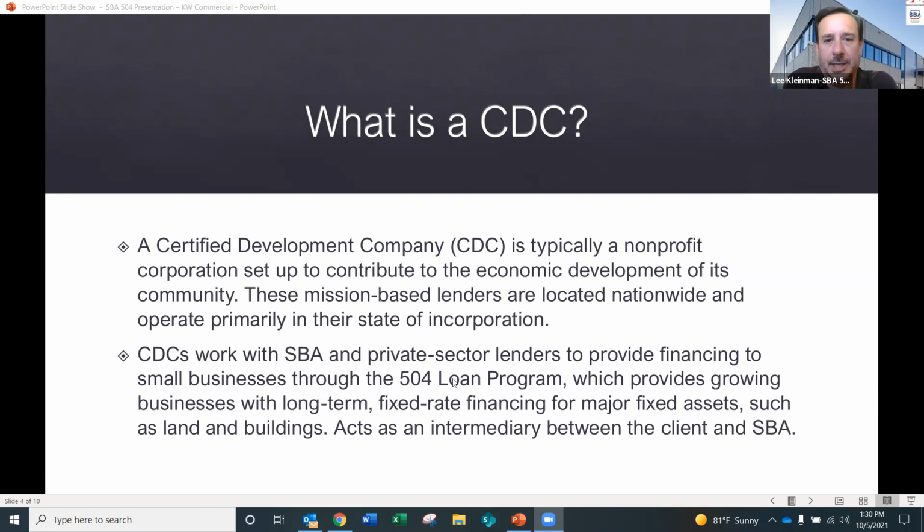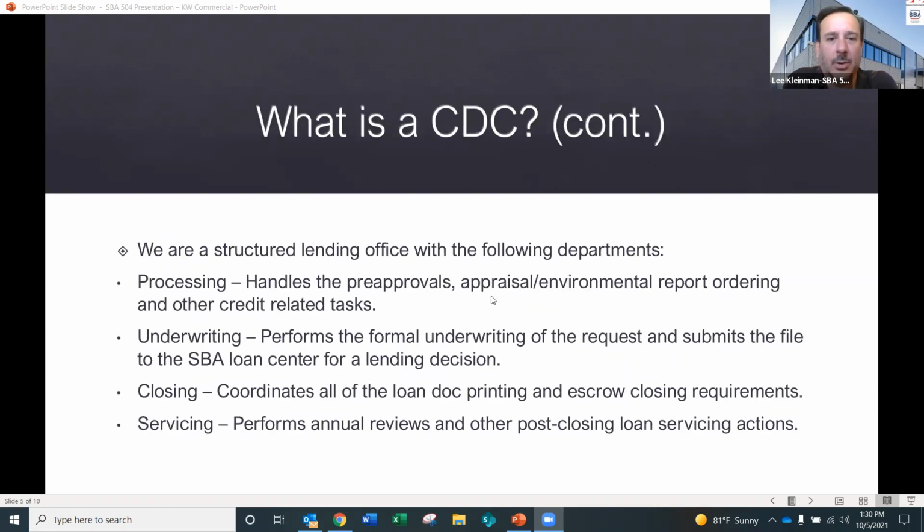So this is the official SBA jargon. Here's how I refer to us. We're a structured lending office with the following departments. Processing team that handles the pre-approvals. They order the third-party reports. We have a formal underwriting team that underwrites the request.